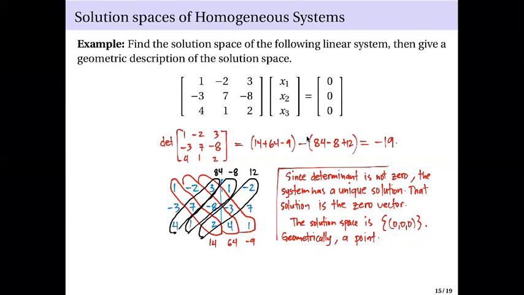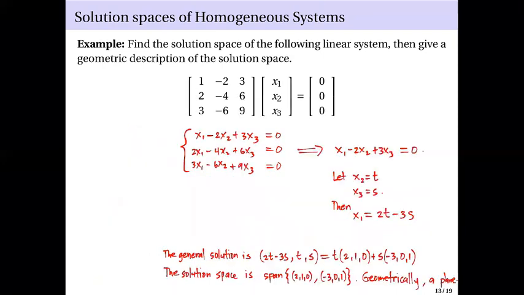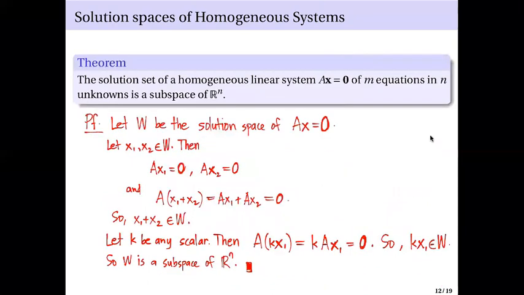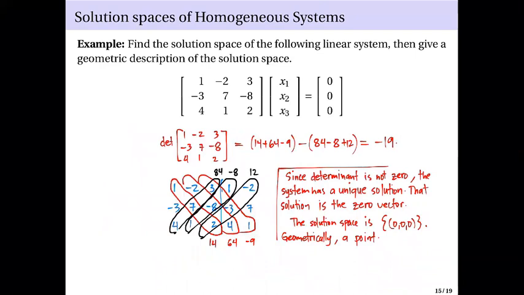So in these three equations in three unknowns, for the homogeneous linear system, there are three possible solution spaces. Either the point, which is this, a line similar to this, or a plane similar to this. And these guys here, according to this theorem, they are all subspaces of your R3. Okay?